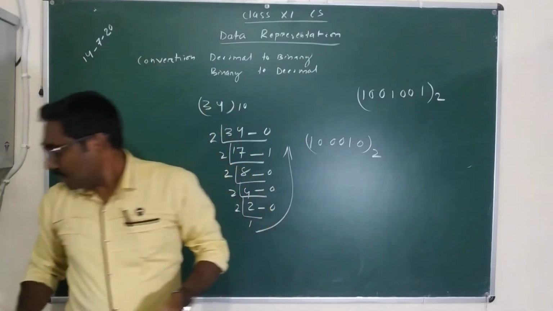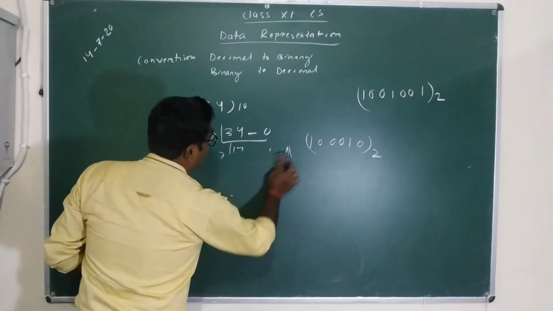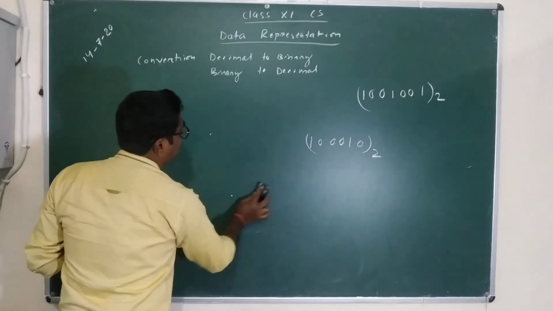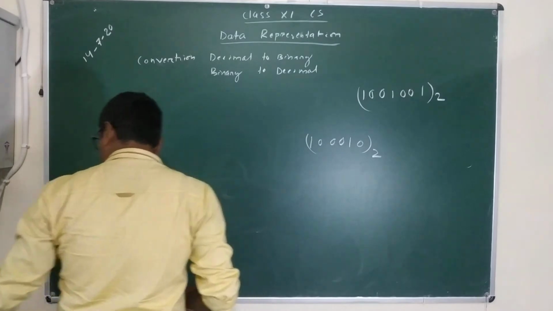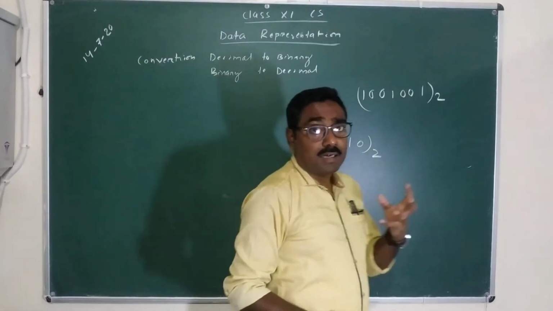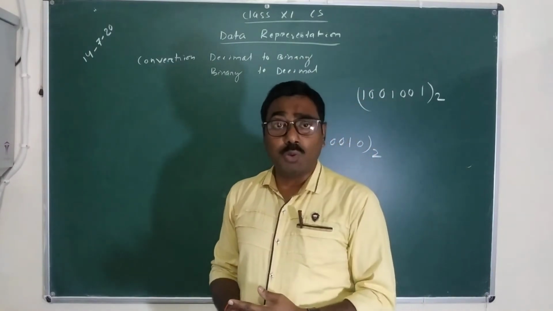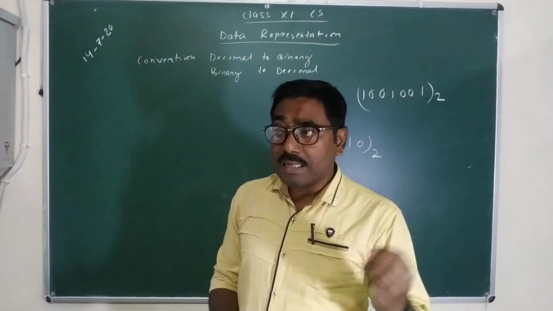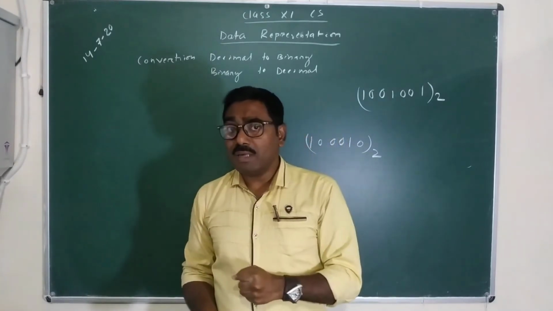Now convert the binary number into the decimal number. Now we have two binary numbers, one is this, another is this. In the last class I told you that the weightage of the binary number is 2, whereas the weightage of the decimal number is 10 and the weightage of the octal number is 8.